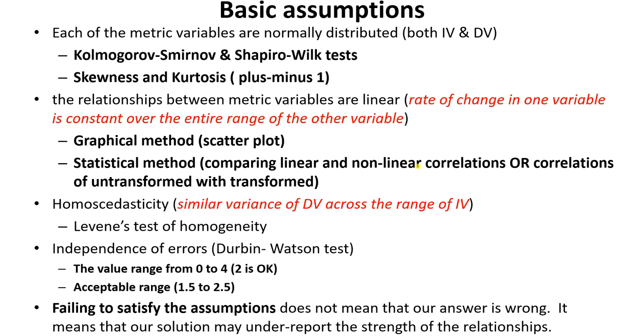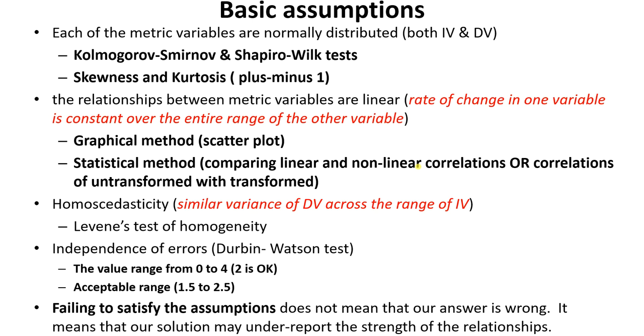So what we mean by linearity is that the rate of change in one variable is constant over the entire range of the other variable. Then the two variables are said to have a linear relationship. The simplest way to check linearity is to have a scatter plot. If all these scattered dots show a linear pattern, as I have shown in the first lecture, then we can assume that the relationship is linear.